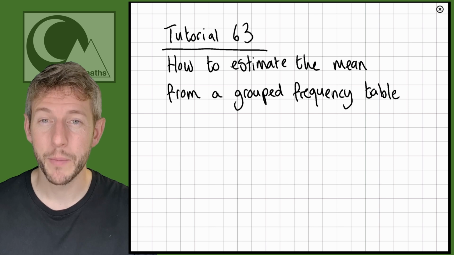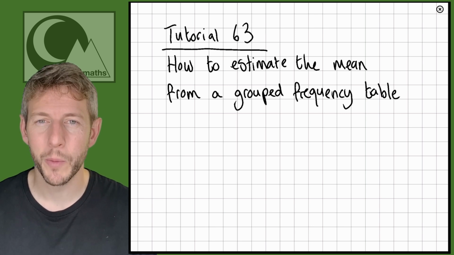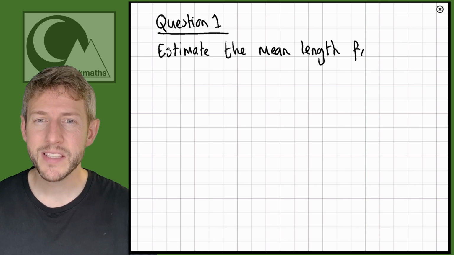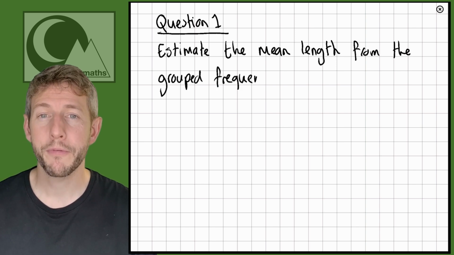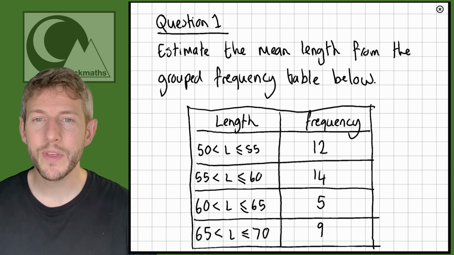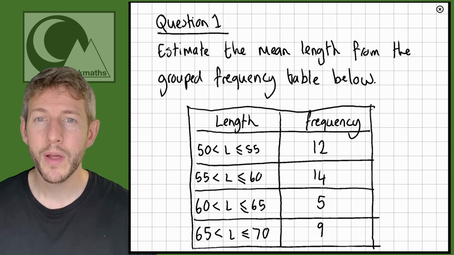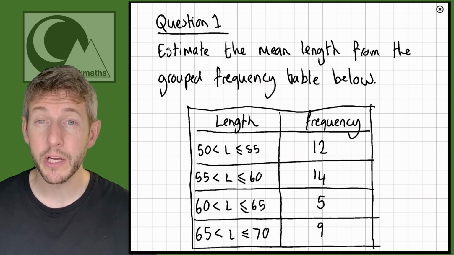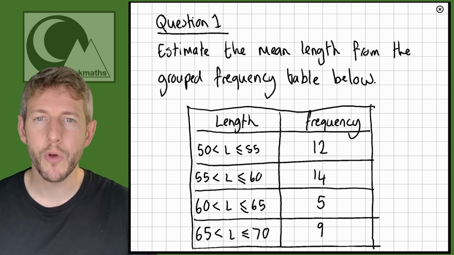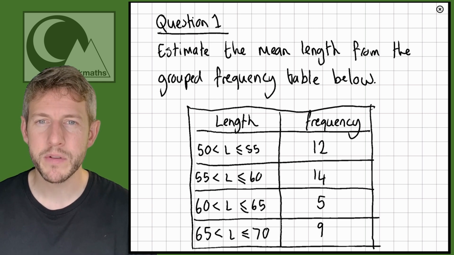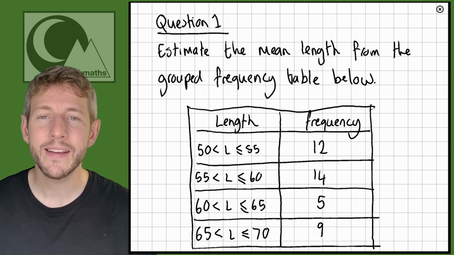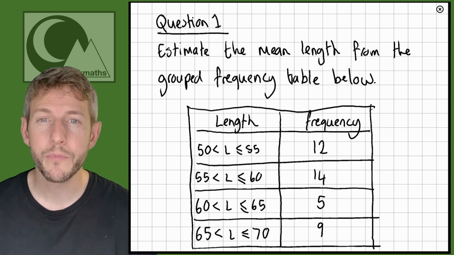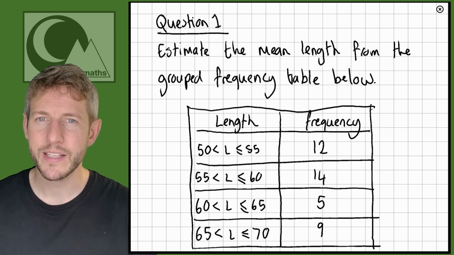The best way to get started with this topic is to look at a question. So here's question 1, and it says estimate the mean length from the grouped frequency table below. This is called a grouped frequency table because we've got our values for lengths and the lengths have been grouped together. Then we've got our column which tells us the frequency, which tells us how many data items, whether it was people or plants or whatever it was, fell into this interval.